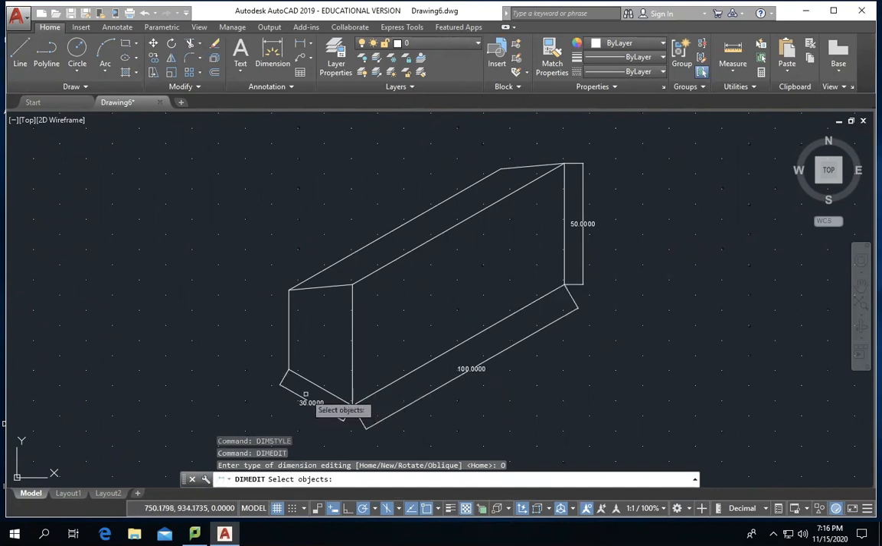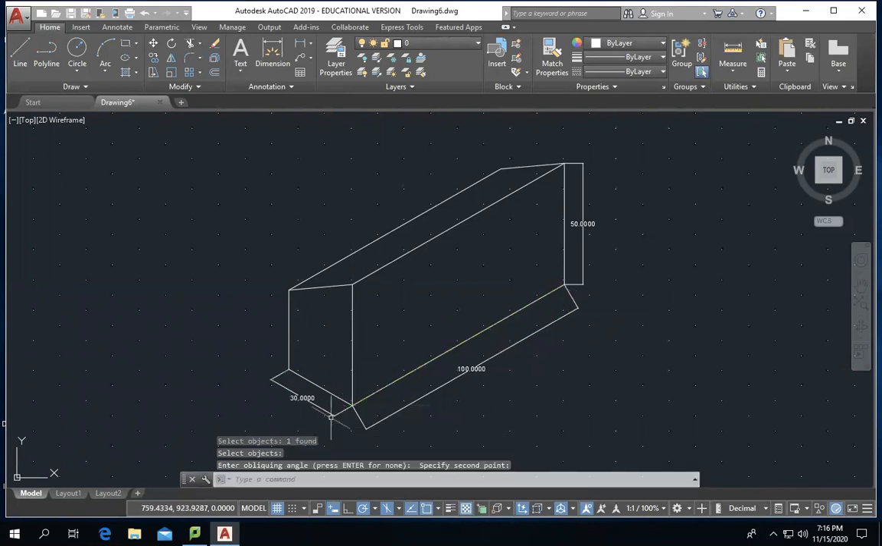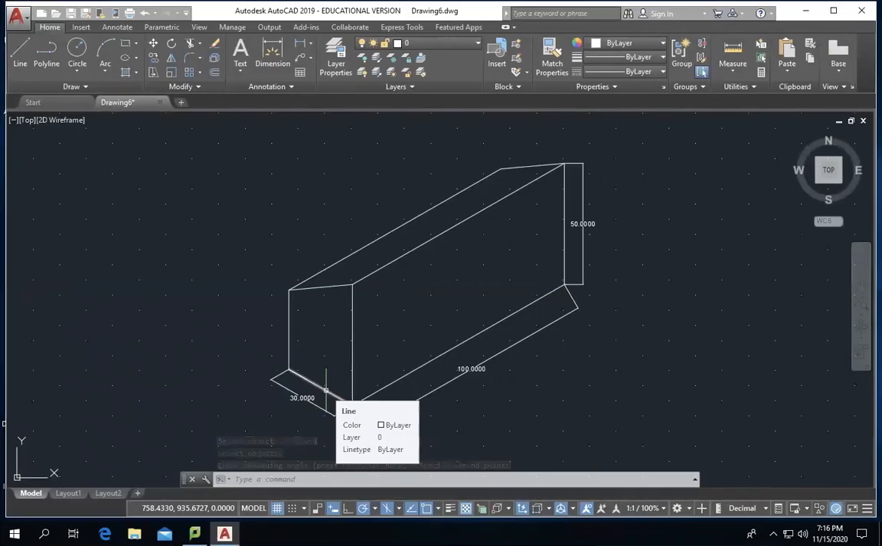So I'm going to do the 30 unit line first. And it asks for an obliquing angle. So you could type in an angle, but the way that's usually a lot easier to do it is just to press the 2 points of the line that you want the dimension lines to be parallel to. So I'm going to press that and that. And now you could see it's exactly how I want it to look.